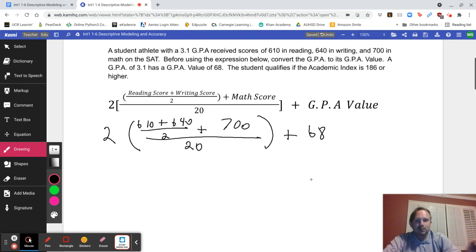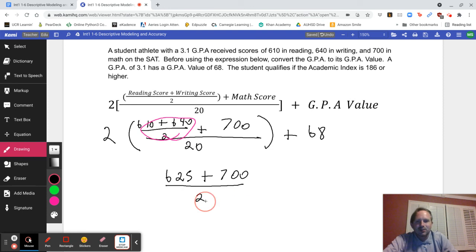So let's go down a little bit. 1250 divided by 2 would be 625. So I have 625 plus 700. How do I do that? Just use a calculator on this. Let me circle this. Just use a calculator to solve that, or evaluate it. Divided by 20 with times 2 plus 68.